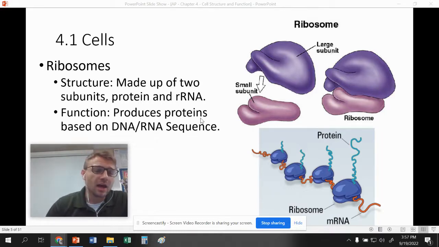Now, all cells have ribosomes. Every single one of them. Every single one has ribosomes. If it doesn't have a ribosome, it's not technically a cell. You need ribosomes because you need to build protein. So you need these ribosomes.